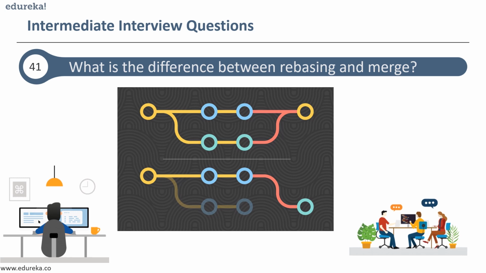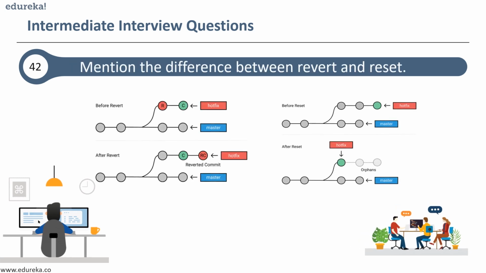The next question is, mention the difference between revert and reset. Reset is used to return the entire working tree to the last committed state. This will scrap commits in a private branch or throw away uncommitted changes. Reset changes which commit a branch head is currently pointing at. It alters the existing commit history. This command can also be used to unstage a file.